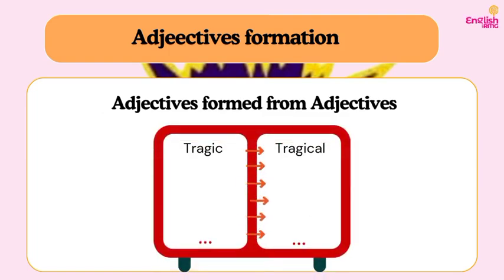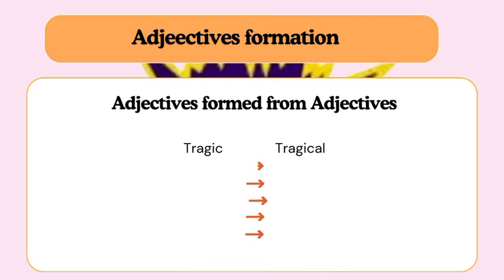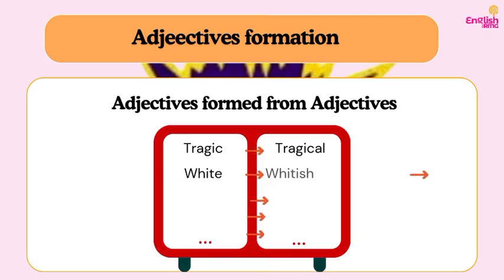Attitude. We could also have other adjectives from adjectives themselves. So we have tragical from tragic. The event is tragical, or this is a tragic event. They are both adjectives. Do you understand? So we could also have white, whitish.